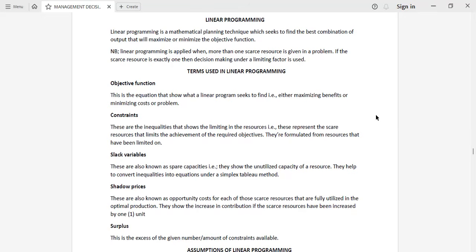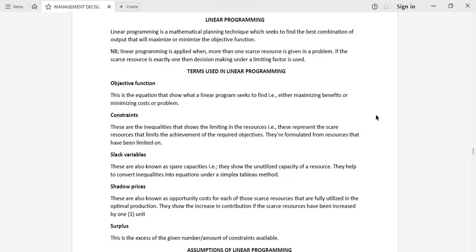But if we have more than one limiting factor, then we said we are going to be applying linear programming. So it's what we've started with, and we want to see how we can use linear programming to make decisions.